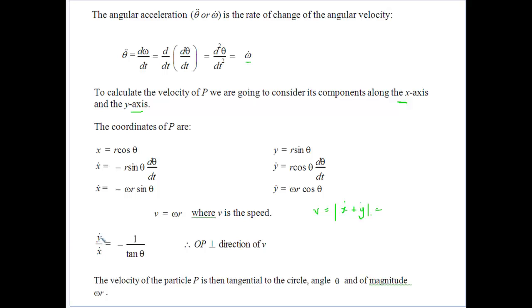So we get y dot over x dot to be minus 1 on tan theta, which basically means OP is perpendicular to the direction of v. So what does that mean for us there? The velocity of the particle is tangential to the circle. And that makes sense, because if you're spinning something around, it's going to be tangential to that circle, and it has a magnitude of omega times r. So it's moving at that speed, omega times r, and it's going to be tangential.